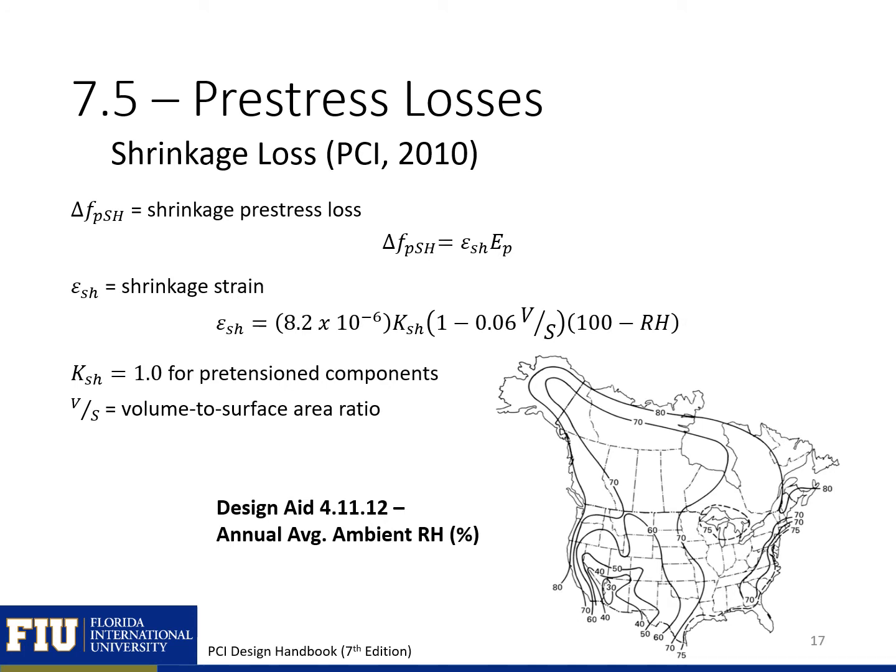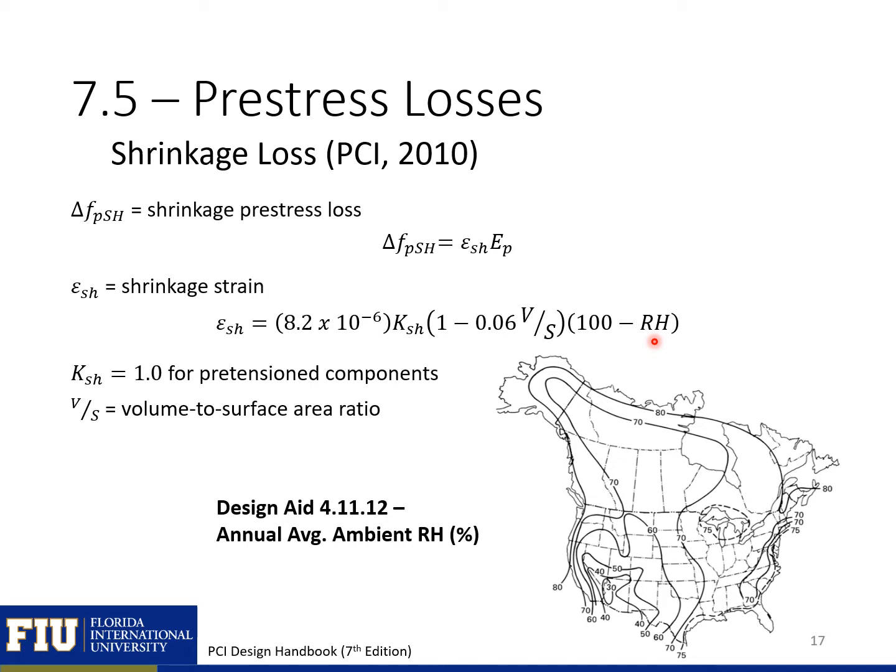There will also be a volumetric change in the concrete that is caused by the shrinkage of the concrete. So we can calculate our shrinkage loss by taking the shrinkage strain times the modulus for our pre-stressing. And the PCI Design Handbook approach provides this simple equation here to calculate our shrinkage strain based on the volume to surface area ratio, which tells us how easy it is for water to leave the beam, and the relative humidity, which tells us how much the water wants to leave the beam.